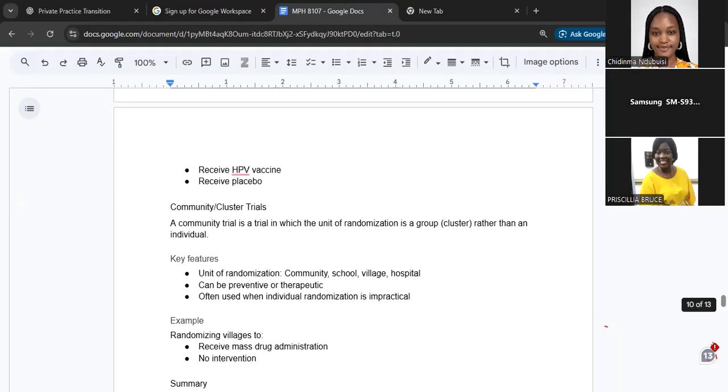But when we're talking about cluster trial, what it means is that we are using this entire community and they are the ones that will get the intervention. Then the other entire community, they are not going to get anything, and then we do our comparison.